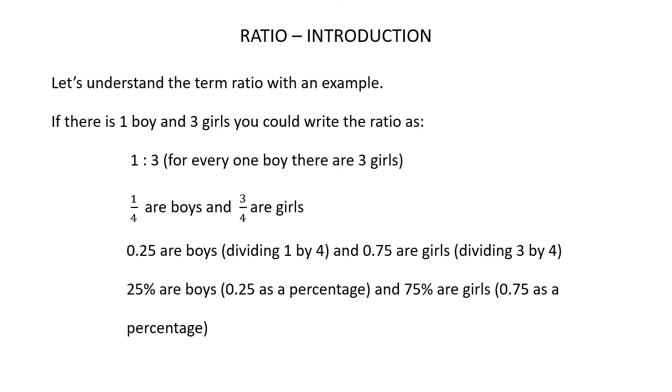This means that out of every 4 children, one child is a boy, and out of every 4 children, 3 children are girls. Now the ratio 1 is to 3 can also be written as a decimal as 0.25 are boys and 0.75 are girls. The ratio 1 is to 3 can be written as a percentage as 25% are boys and 75% are girls.